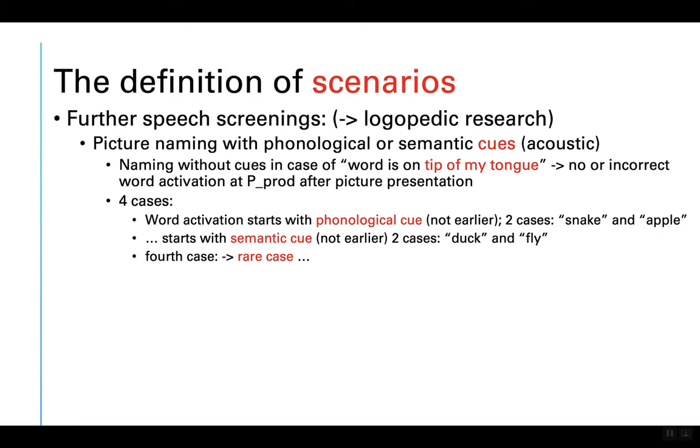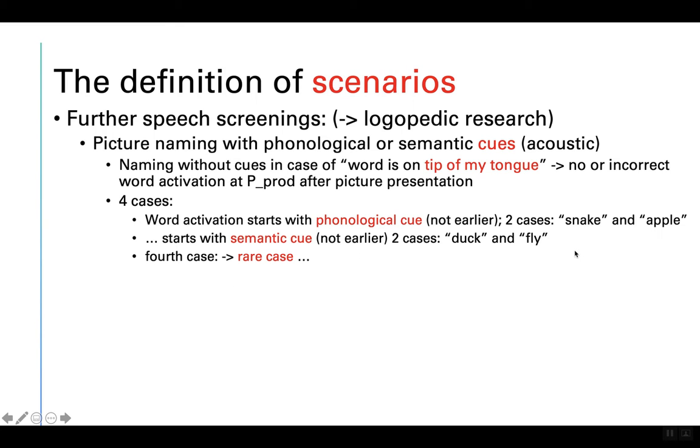So what we would like to study now are four cases, the activation plots again for four simulation cases. We start with the phonological cue, that are the first two cases, and the target words are the words snake and apple. In the second case, we have in addition the shortcut. For snake, we have no shortcut, just the lexical route. And then in the last two examples, we have semantic cues and try to produce the words duck and fly. In all cases, the words are not produced without cues.